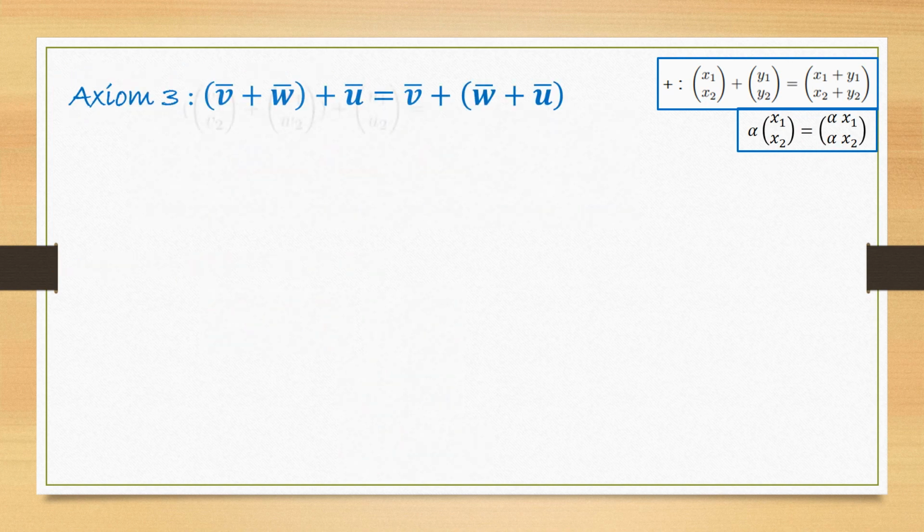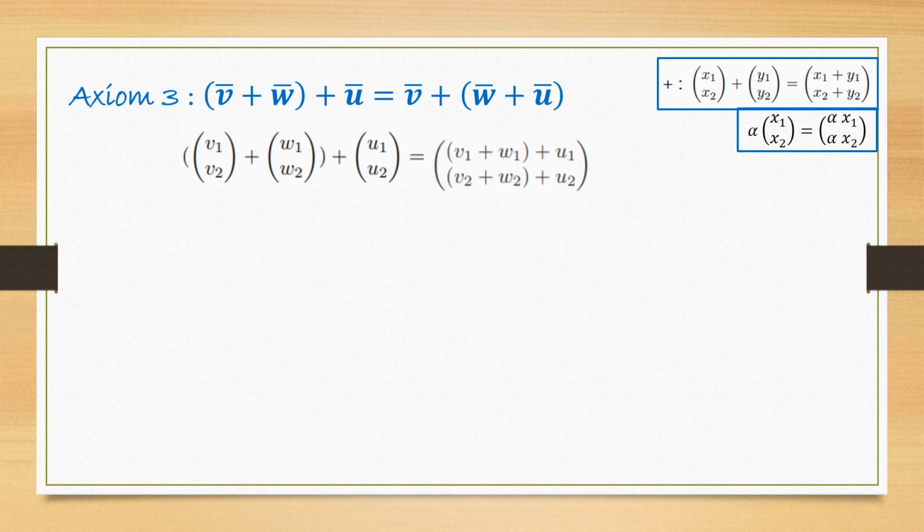Similarly, we can check axiom 3. First we are adding U, V and W. We end up with this. Then we are adding with U vector.